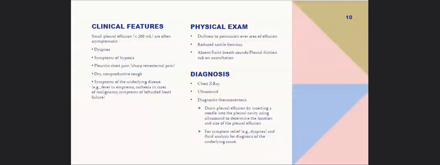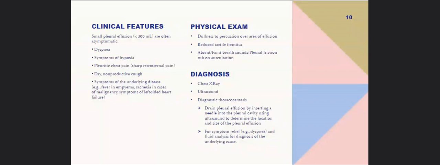The clinical features include dyspnea, symptoms of hypoxia, pleuritic chest pain, dry non-productive cough, and obviously some symptoms of the underlying disease, for example, fever in empyema, cachexia if there are tumors, symptoms of left-sided heart failure as well. But if the pleural effusion is small, it can be asymptomatic. On the physical exam, you would see dullness to percussion over the area of effusion, reduced tactile fremitus, and on auscultation, you would hear the pleural friction rub, as well as either absent or faint breath sounds.